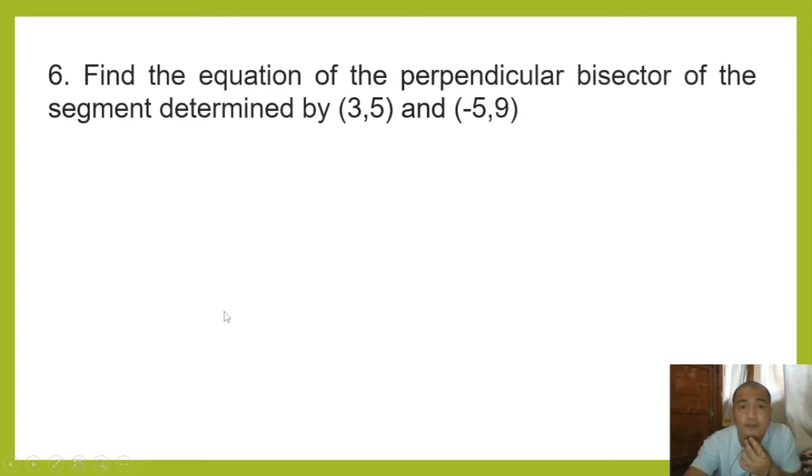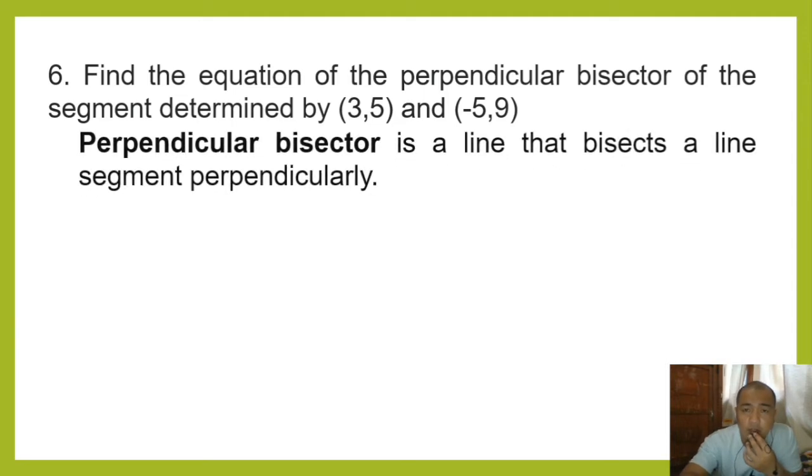negative 2. Next, number 6. Find the equation of the perpendicular bisector of the segment determined by (3, 5) and (-5, 9). Okay. So what is a perpendicular bisector?